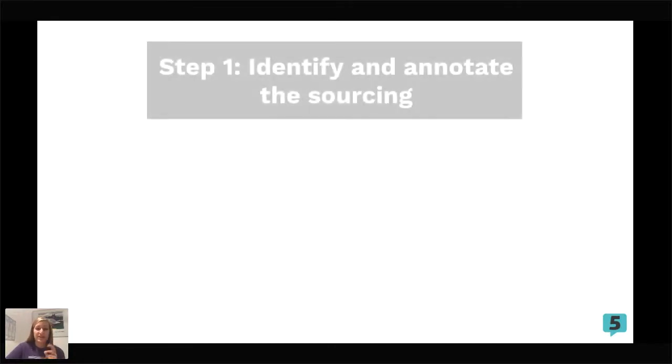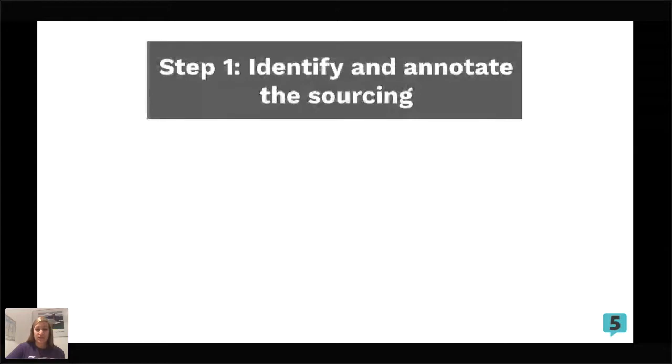So here are the steps that we're going to be doing with our annotating of secondary sources. And I kind of modeled it a little bit before. So the first thing we need to do is identify and annotate the sourcing. So we need to take a look at what the source is. If there is a particular source in a particular method, a particular person who's presenting this information in a different way, that's something that we could look at, and it could stand out because it may have some inherent bias.